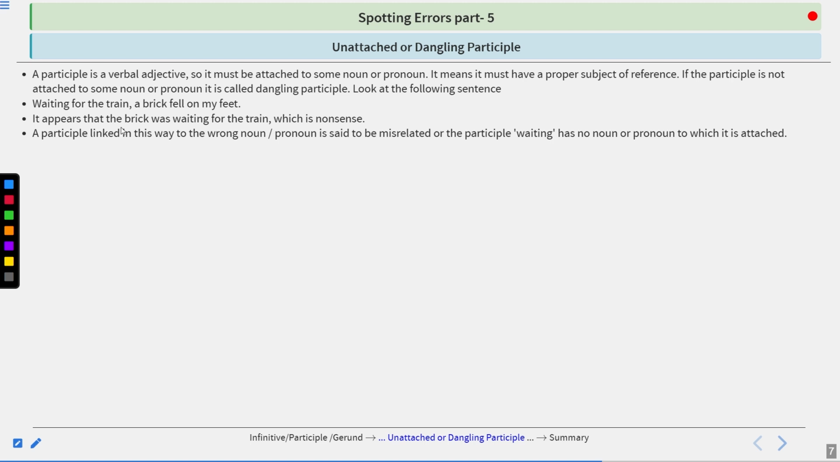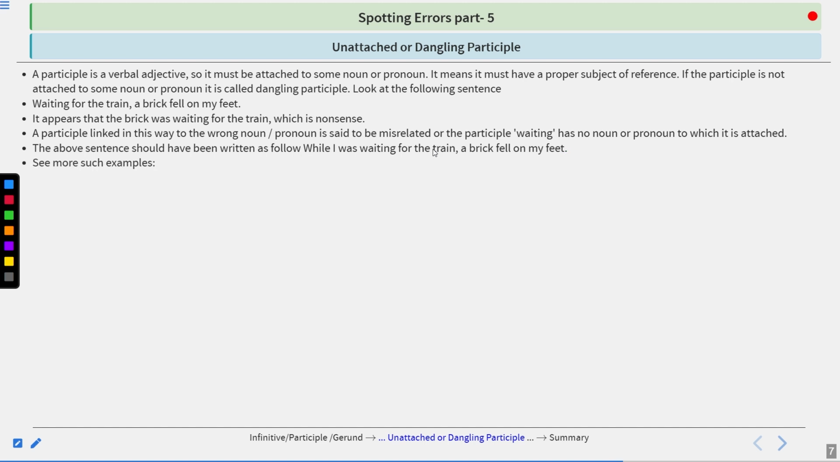A participle linked in this way to the wrong noun or pronoun is said to be misrelated, or the participle waiting has no noun or pronoun to which it is attached. So we have to correct it. The above sentence should have been written as follows: while I was waiting for the train, a brick fell on my feet. So in this way you can correct this sentence. So here we have got the subject of waiting, which is I, and the subject of fell is already given, a brick.